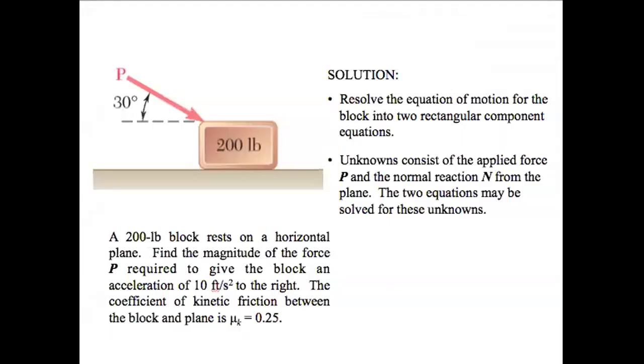Next example. A 200-pound block rests on a horizontal plane. Find the magnitude of the force required to give the block an acceleration of 10 feet per second squared to the right. The coefficient of kinetic friction between the block and plane is 0.25.